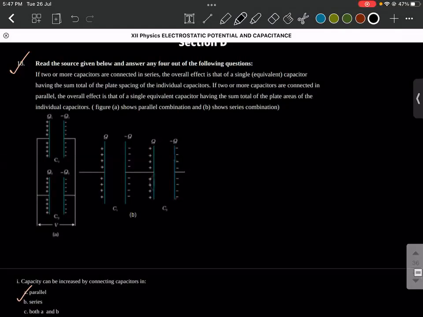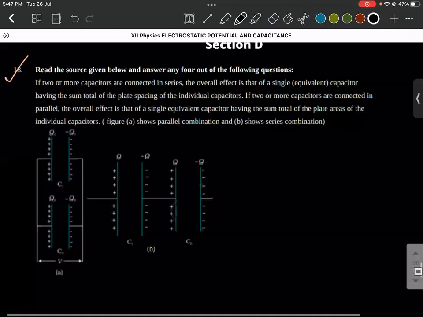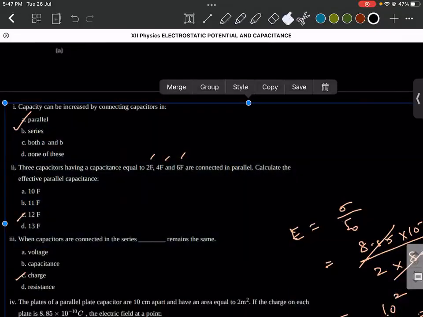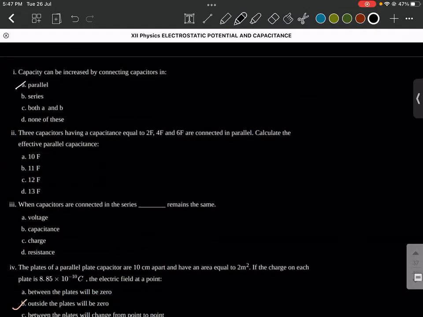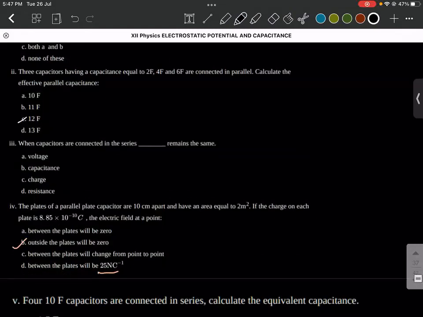So 18th one. They have explained what is series and parallel, that I've already run through. Capacity can be increased by connecting capacitors. So three capacitors have capacitance equal to 2, 4, and 6. They are connected in parallel. Calculate the effective parallel capacitance. Well, when capacitors are connected in parallel, the voltage remains the same, obviously.